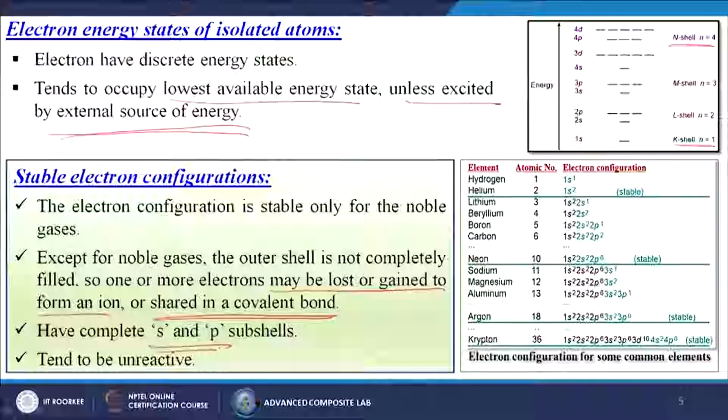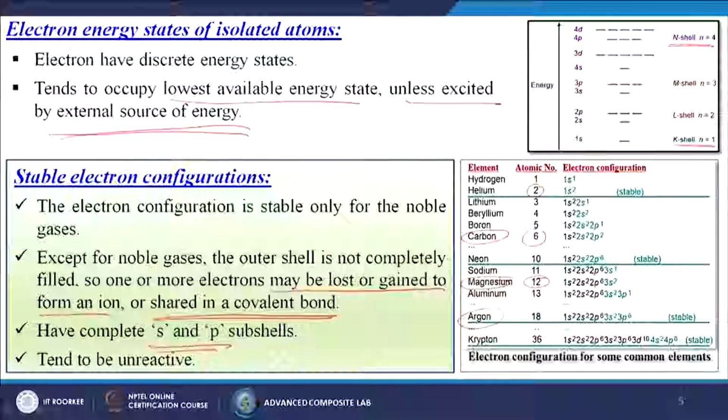Here you can see the element, atomic number, and the electronic configurations. For hydrogen it is 1s1, and for helium it is 1s2 because the atomic number is 2. When we talk about carbon, the atomic number is 6, that means 1s2, 2s2 and 2p2, which totals 6. For magnesium, the atomic number is 12, and the configuration is 1s2, 2s2, 2p6 and 3s2.